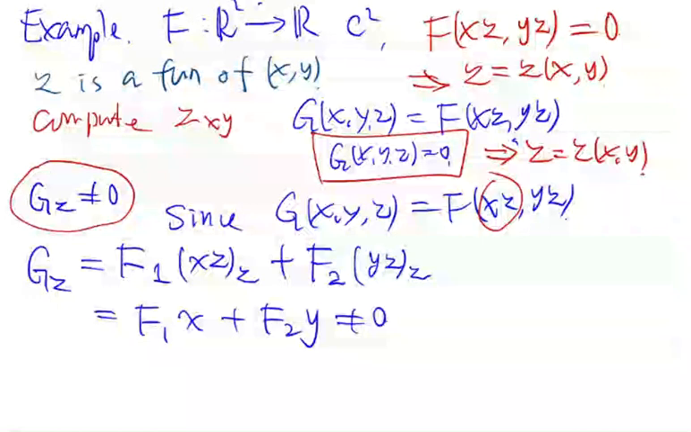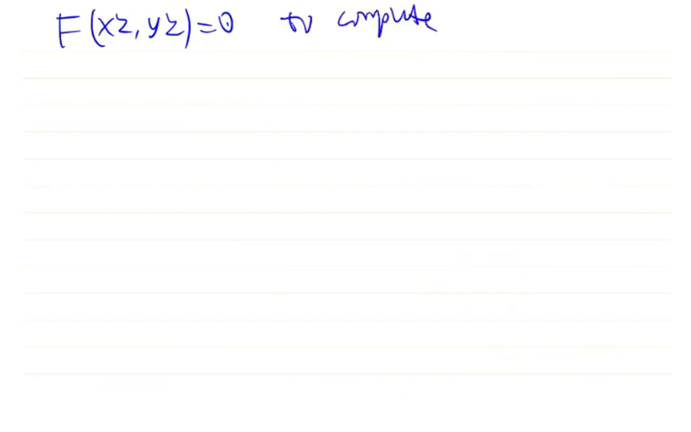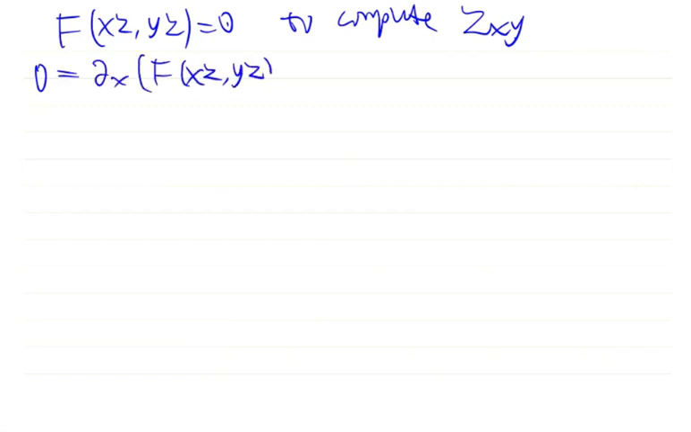Okay. Now our purpose is to compute the second order partial derivative. To compute the derivative, the idea is simply to differentiate the equation again and again. Our equation is F(xz, yz) = 0. Therefore, to compute zxy, we first take the derivative with respect to x. So we have 0 = dx of capital F(xz, yz).